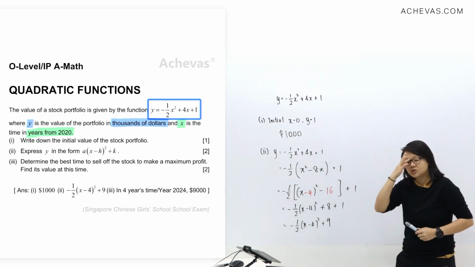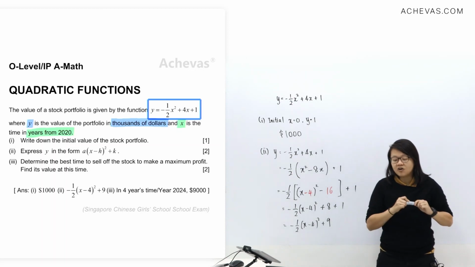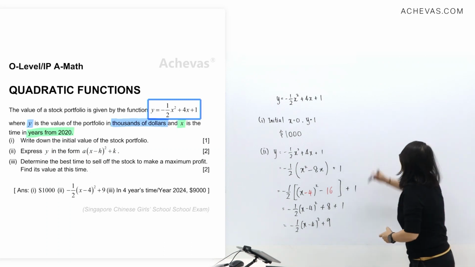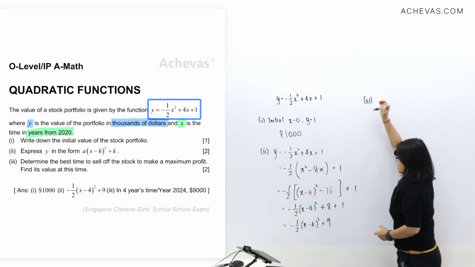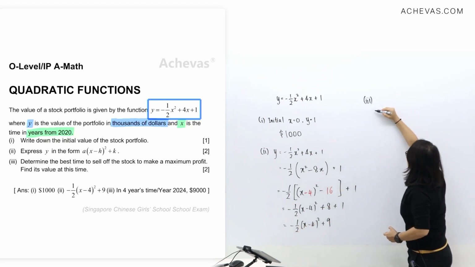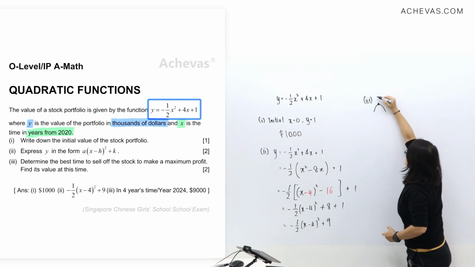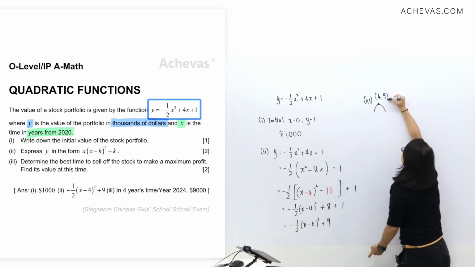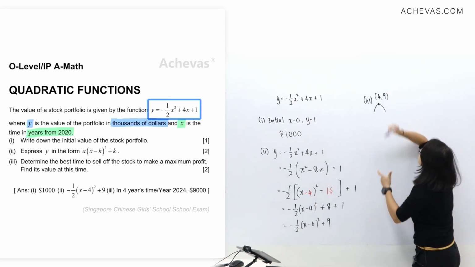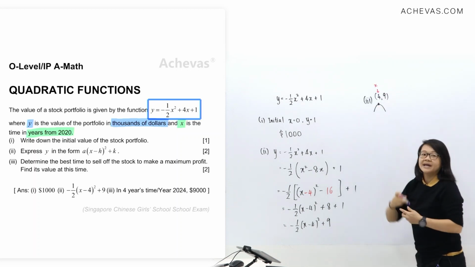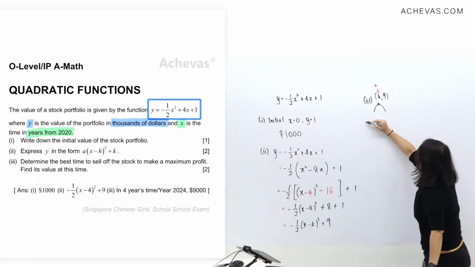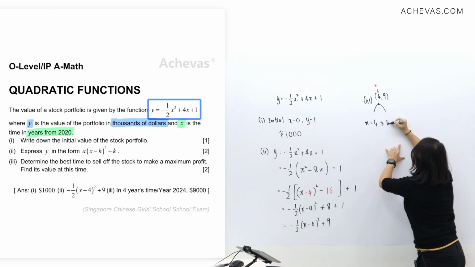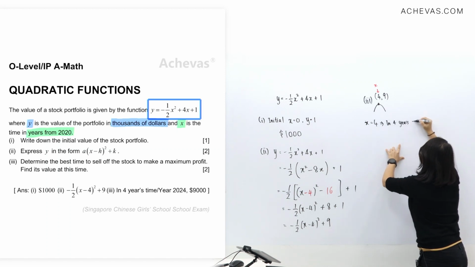Let's read part 3 of this question. Determine the best time to sell off the stock to make a maximum profit. Find its value at this time. So part 3 here, you see this negative half, that means this graph is this shape and you have a maximum point here. Reading, the maximum point is going to be 4, 9. And if you remember, the question says that this x value is where the number of years is. So you're going to answer when x equals 4. That implies that is in 4 years time.